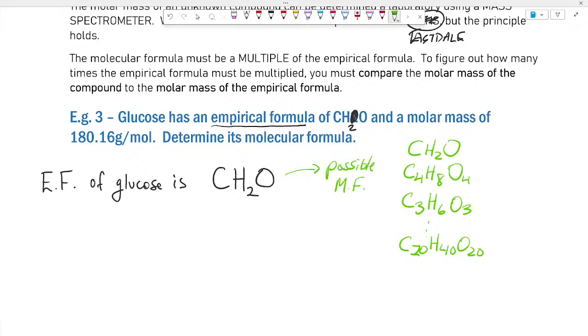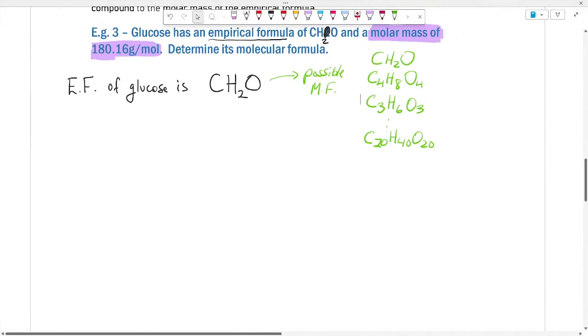How do you figure out which one's which? Well, here's the other piece of the puzzle. The other thing they tell us. They put it in the mass spectrometer, and we know that a mole of this stuff weighs 180.16 grams. Does that make sense? Now, if we know that, here's what we do.